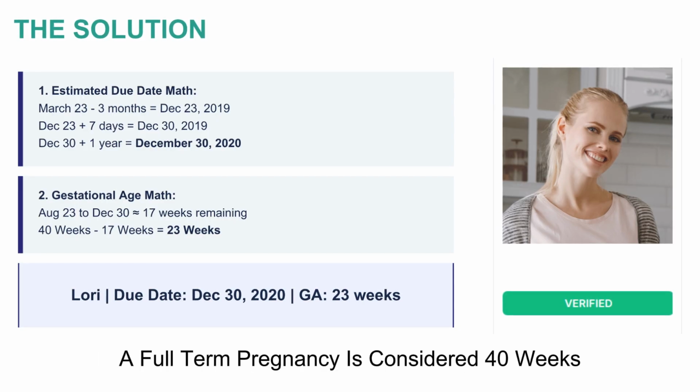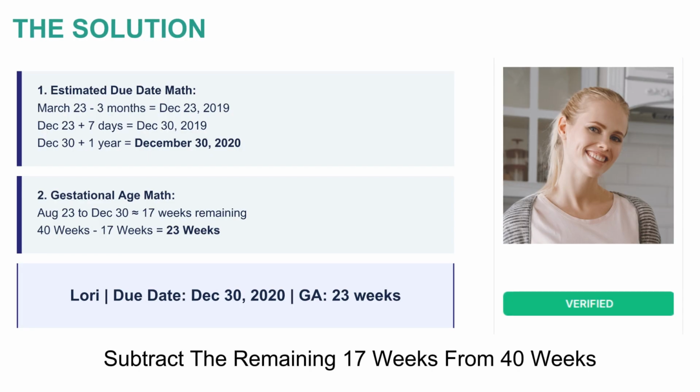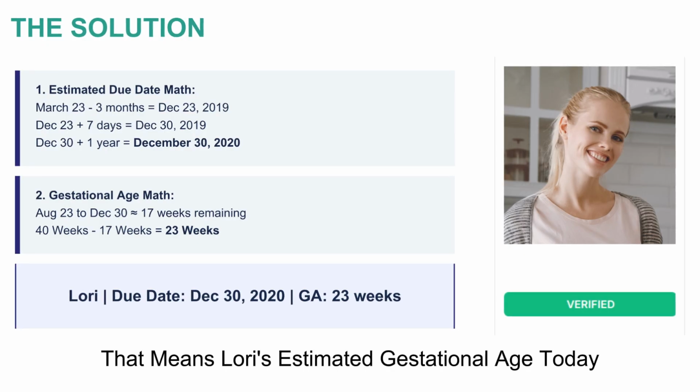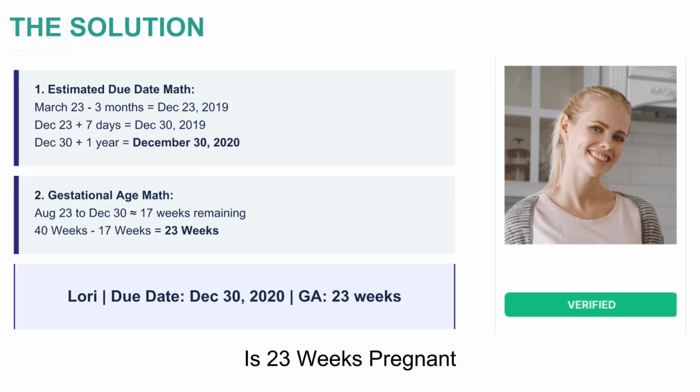A full-term pregnancy is considered 40 weeks. Subtract the remaining 17 weeks from 40 weeks total. 40 minus 17 equals 23 weeks. That means Lori's estimated gestational age today is 23 weeks pregnant.